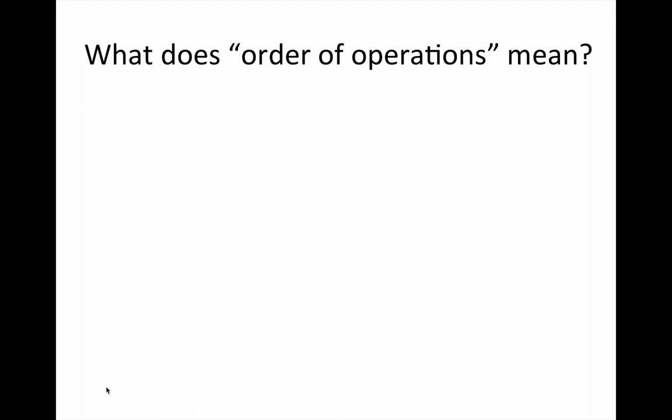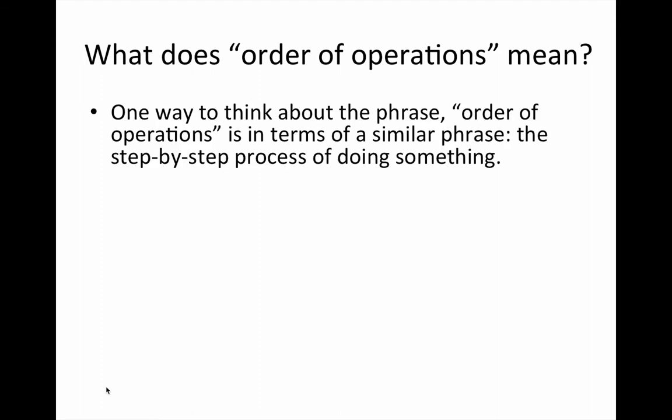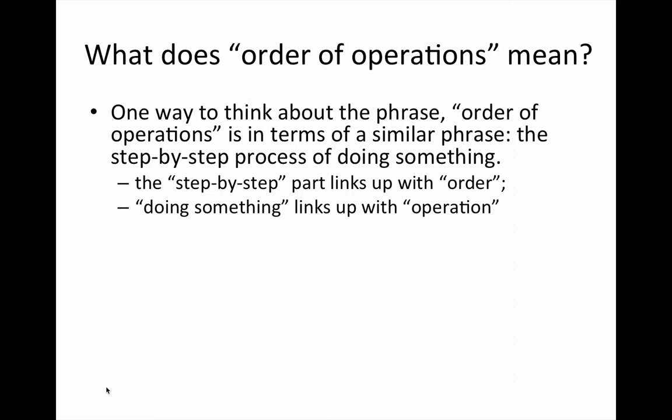What does it mean? Well, one way that we can think about it is in terms of similar phrasing. For example, order of operations means the step-by-step process of doing something. The step-by-step part links up with order, and the doing something links up with operation. But we need still more specificity.